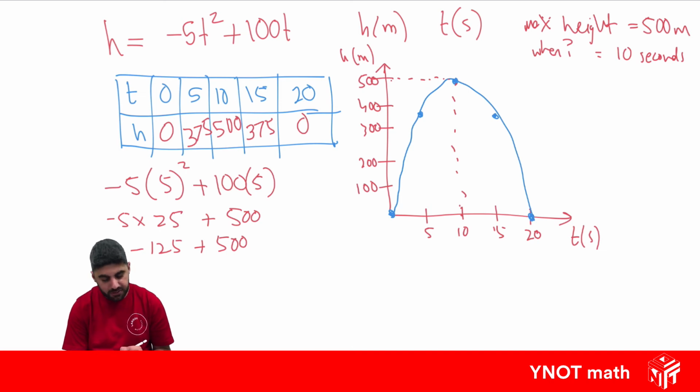All right, so when does it get back to the ground? Well, if you follow the story here, we start on the ground and we go up to 375 meters, up to 500, and here we start falling back down and we get back to the ground at the 20-second mark.